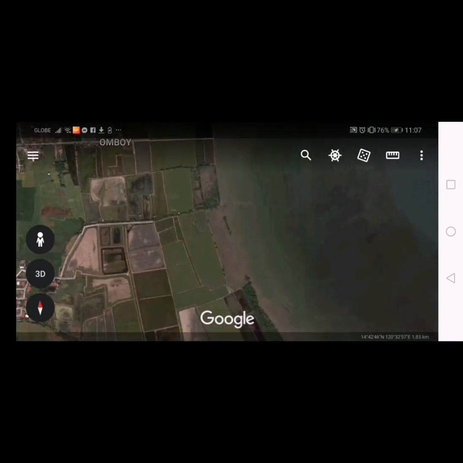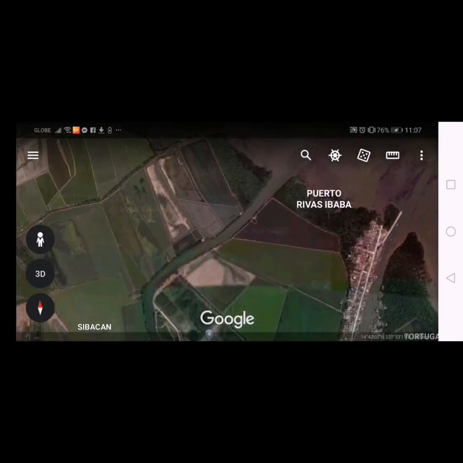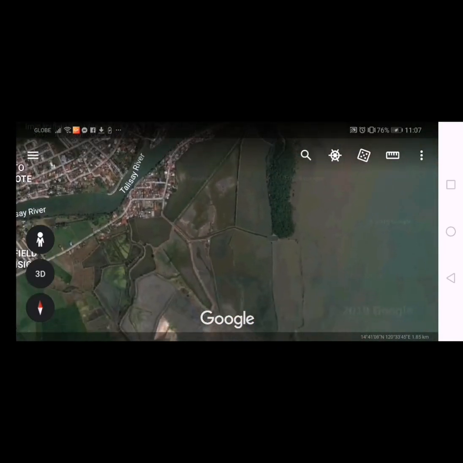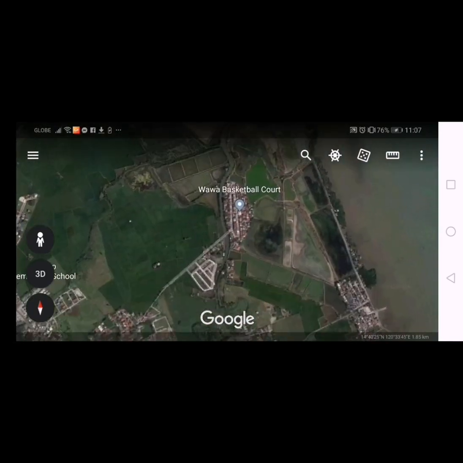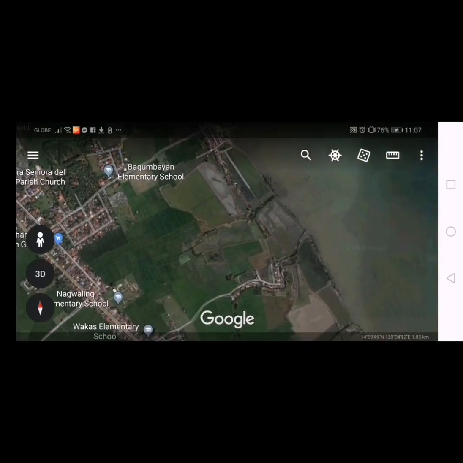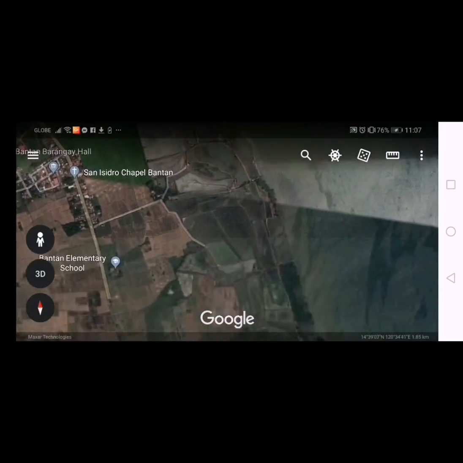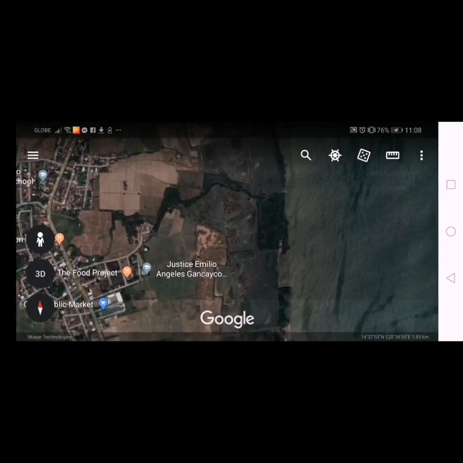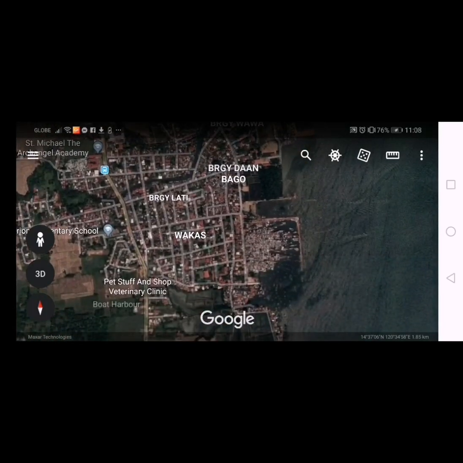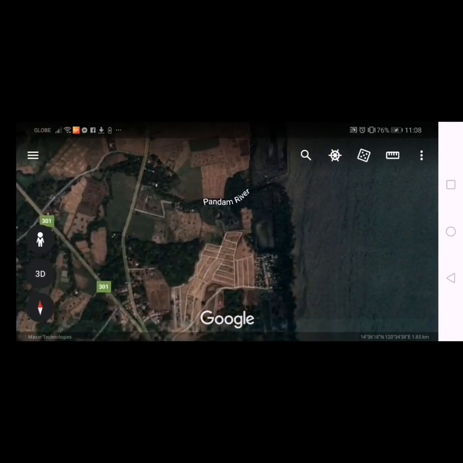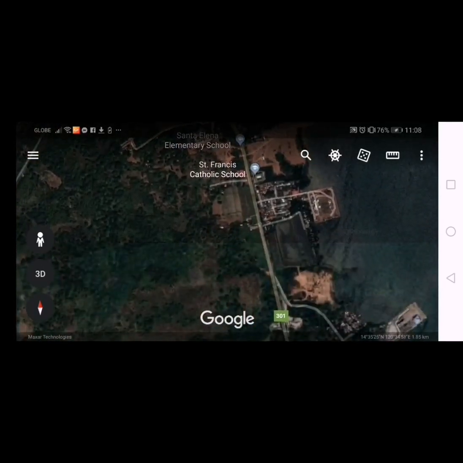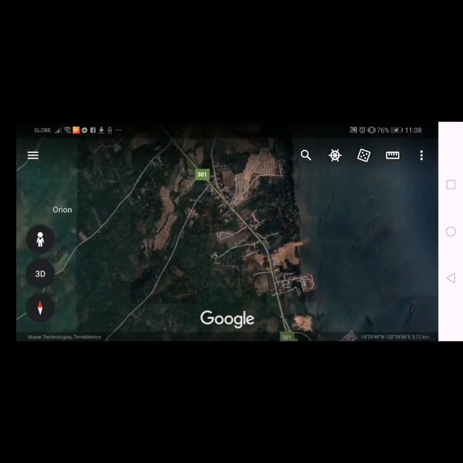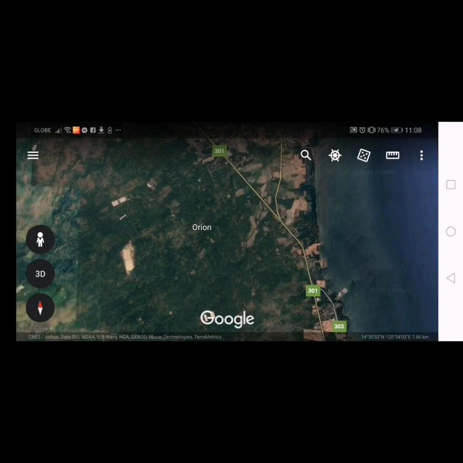Okay, so this is already the area of Samal, Bataan, if I'm not mistaken, Samal. Okay, you can still find some remnants of this ancient megastructure. Eventually it ends here in the province of Orion.